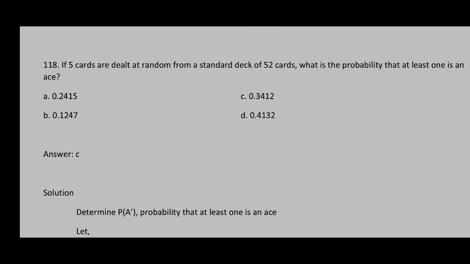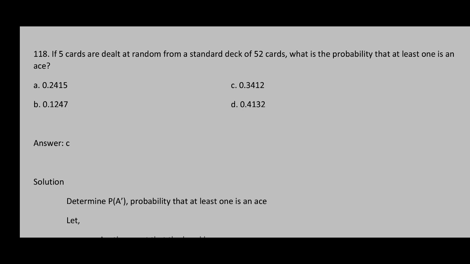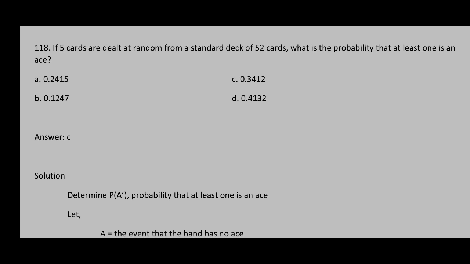Okay, next. Problem 118. If 5 cards are dealt at random from a standard deck of 52 cards, what is the probability that at least one is an ace? Sagot daw diyan ay letter C, 0.3412. So, ang tanong na yan, makikita mo, letter C ang sagot diyan.